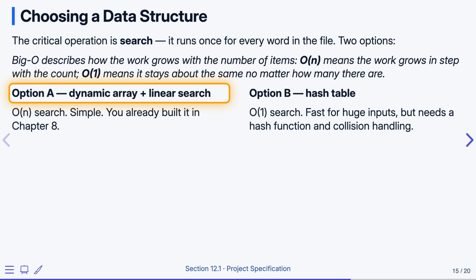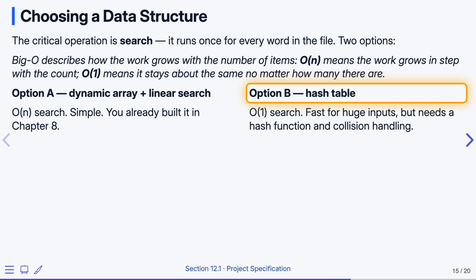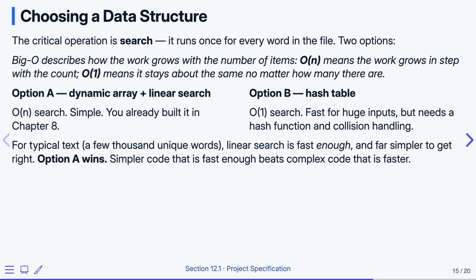Option A is a dynamic array with linear search. It searches order n. It is simple, and you already built dynamic arrays in Chapter 8. Option B is a hash table. It searches order 1, faster for huge inputs, but it needs a hash function and collision handling, which are hard to get right. So which wins?